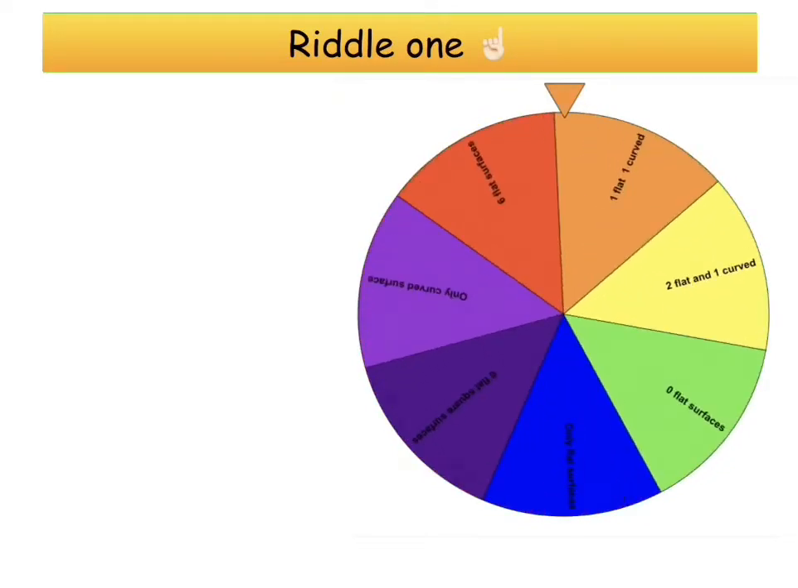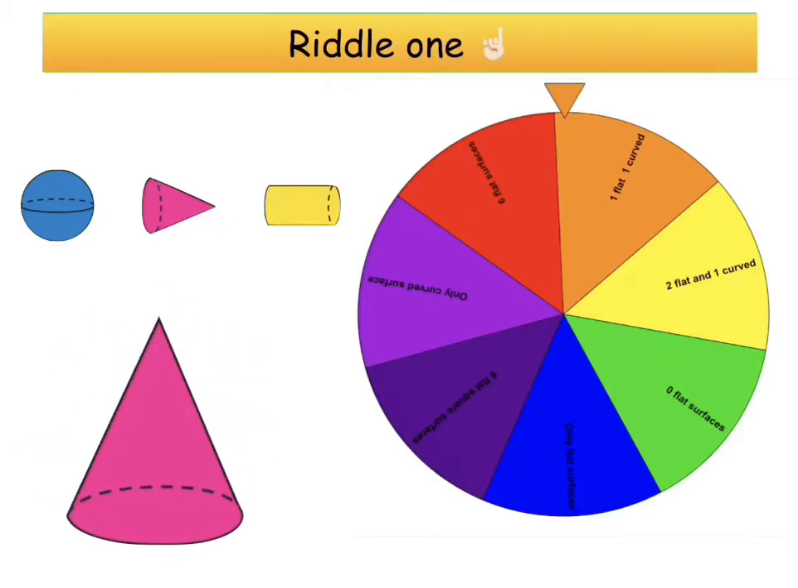So it says one flat and one curved surface. So we need to look for a 3D shape that has one flat surface and one curved surface. Now I will give you these three choices. The first one is the sphere, the second one is the cone, and the third one is the cylinder. Which one has only one flat and one curved surface? Excellent, grade 1. It's the cone.